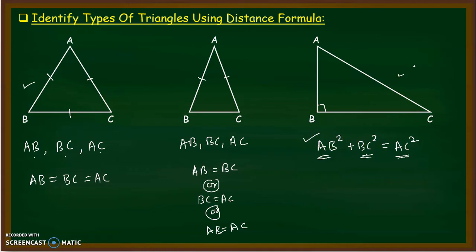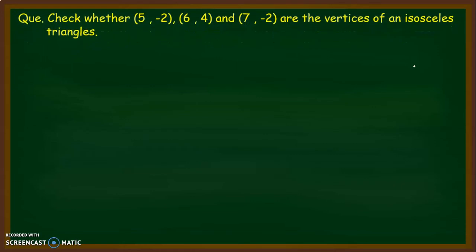Let's see one question here. Check whether the points (5, -2), (6, 4) and (7, -2) are the vertices of an isosceles triangle or not. So let's say the first point A is (5, -2), the second point B is (6, 4) and the third point C is (7, -2).